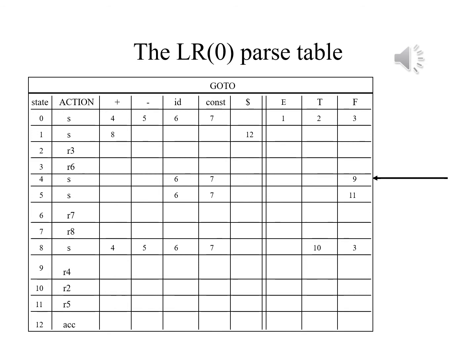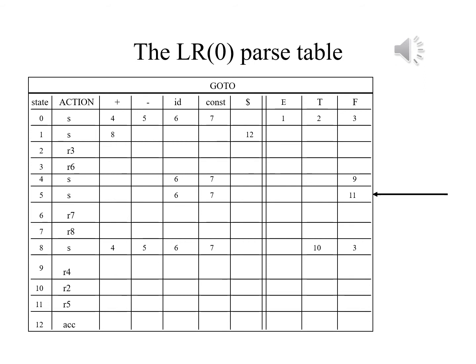State 4 has 3 non-final items. Therefore, the action is shift. There will be a different transition for each item. If the look-ahead is identifier, we will go to state 6. If the look-ahead is constant, we will go to state 7. If what we are transitioning on is F, we will go to state 9.